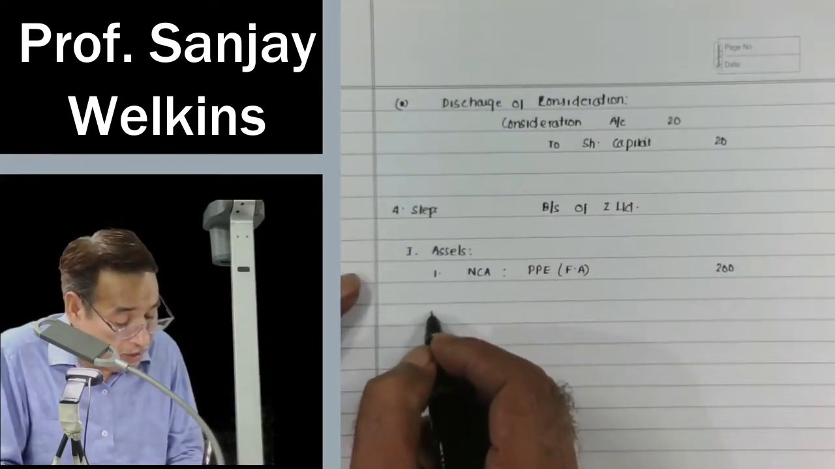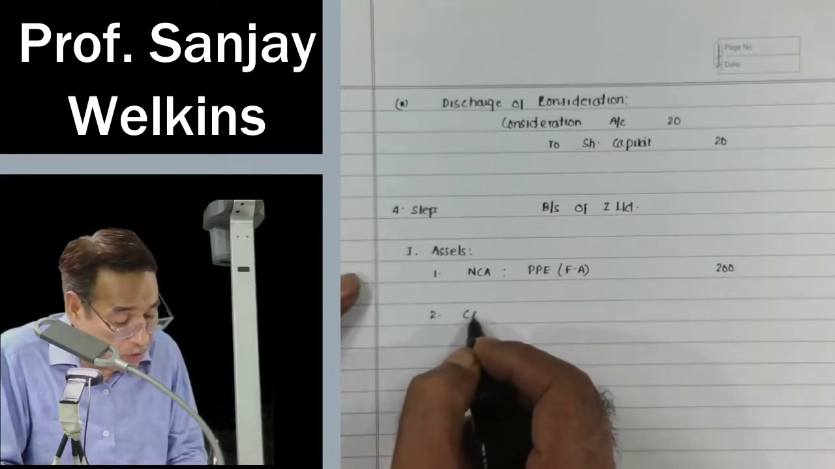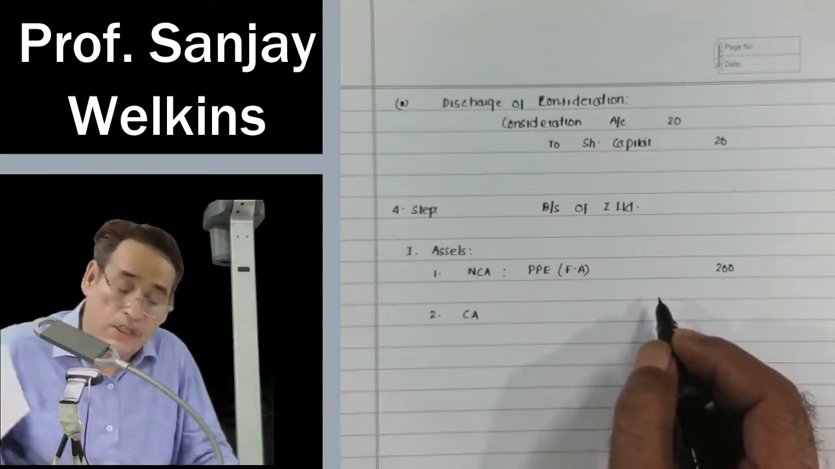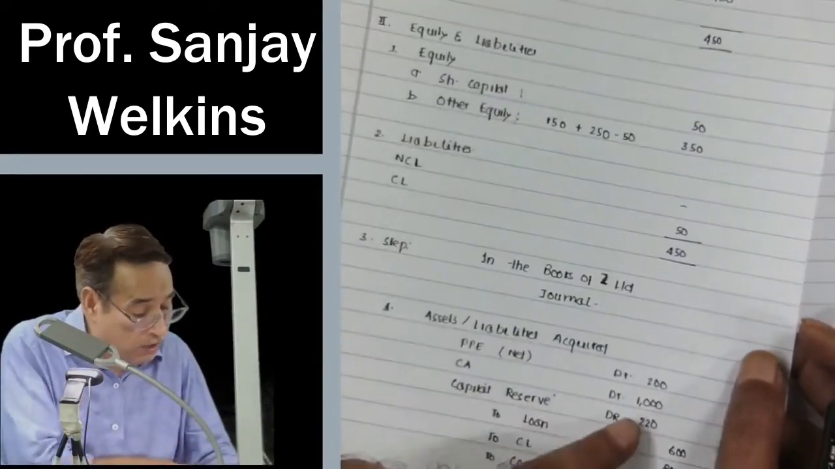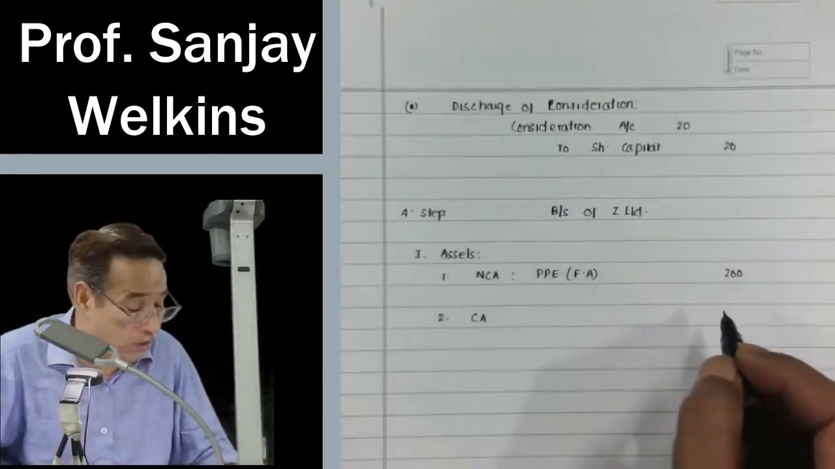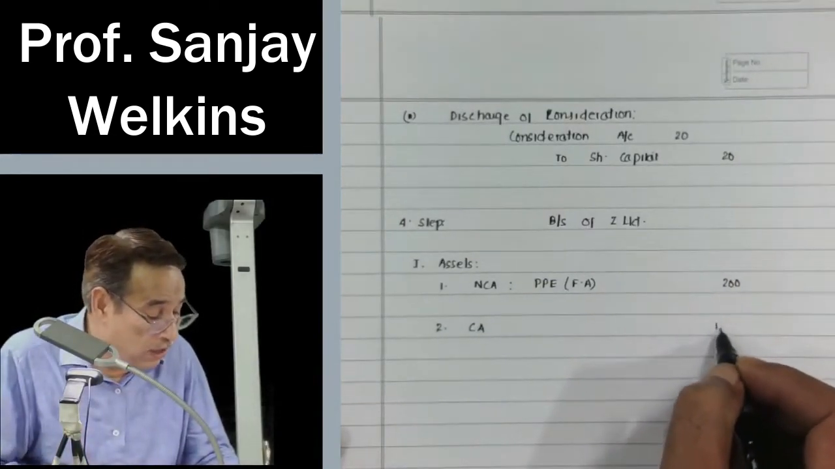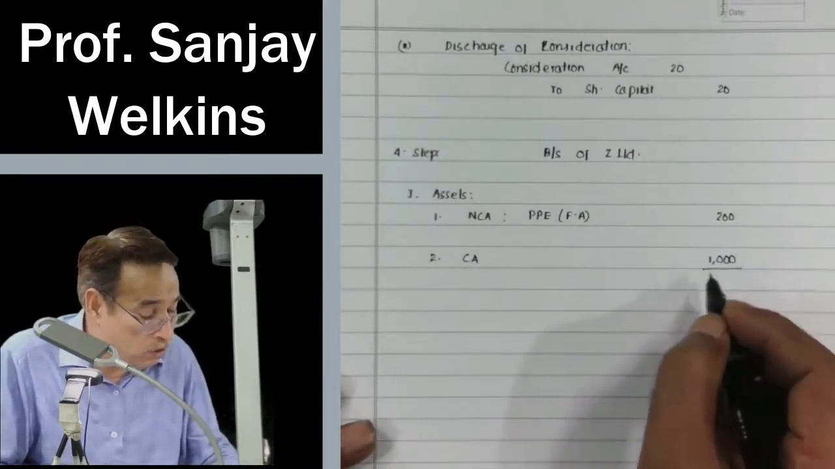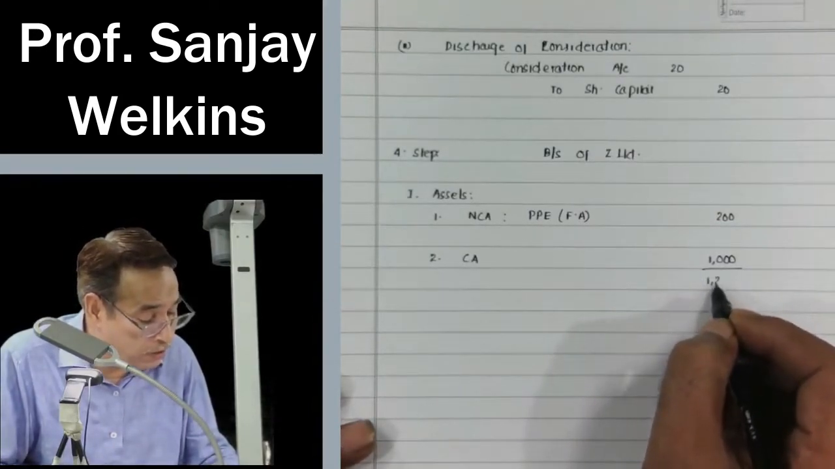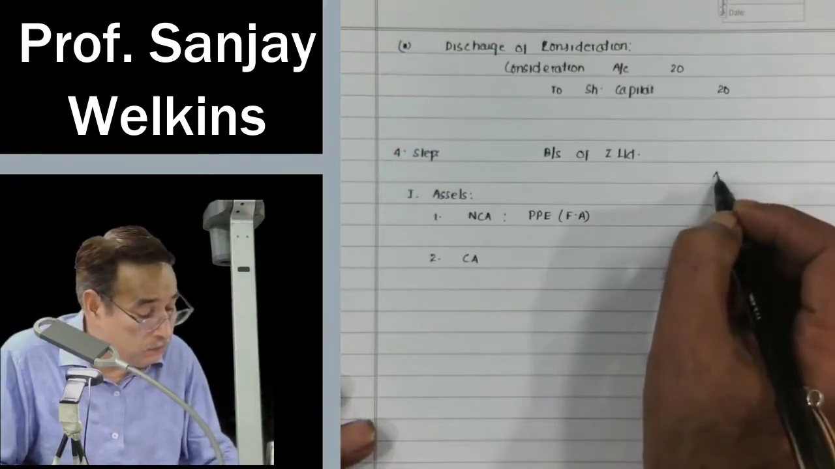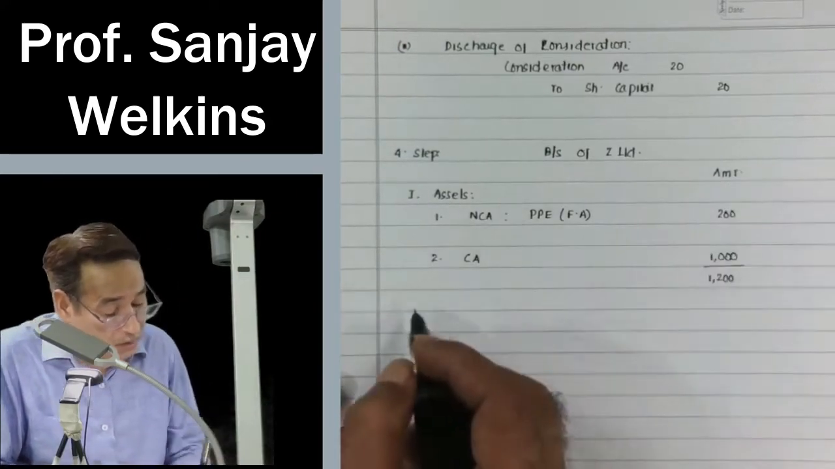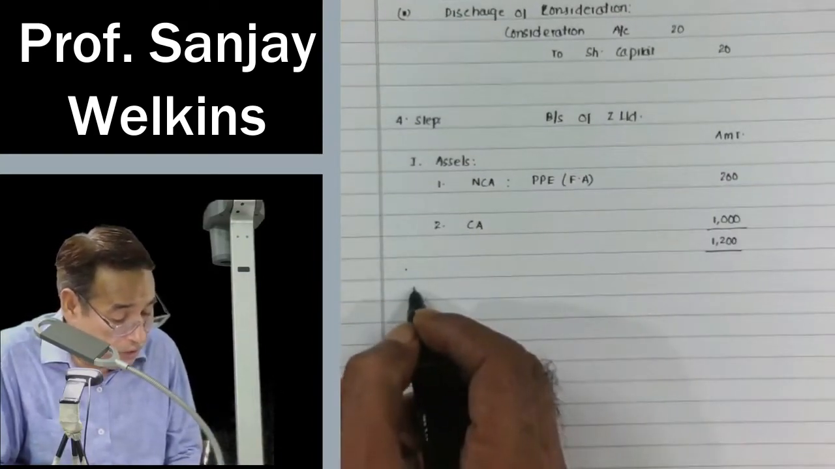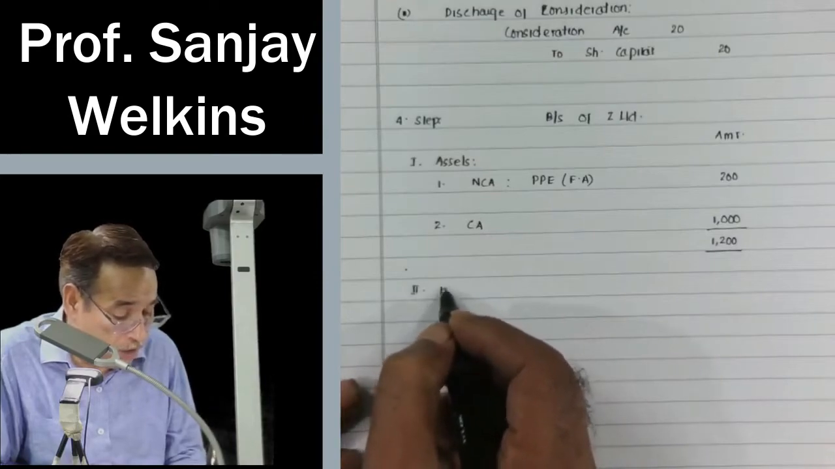They have acquired current assets to the extent of 1000, I think. Let me check. In the entry, we have written current asset as 1000. So, I will write here 1000. So, you can see now the total will become 1200. This is the total of my asset side of Z Limited. Then I am going to write equity and liability.